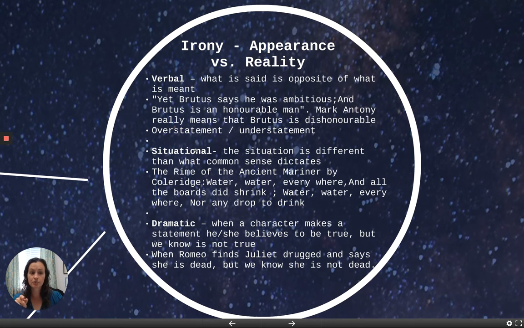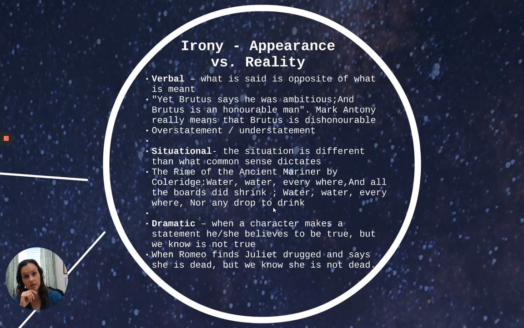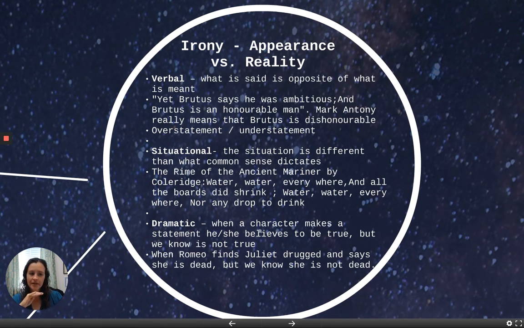Situational is when the situation is different than what common sense dictates. This is not what you would think. So an example I posted here was from the Rime of the Ancient Mariner, and it says, "Water, water everywhere, all the boards to shrink. Water, water everywhere, but not a drop to drink." So they're completely surrounded by water, but it's the ocean, so they can't drink it, and they're dying of dehydration in the middle of a giant body of water. So that's situational irony.